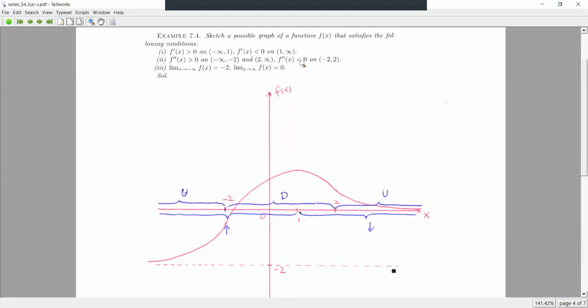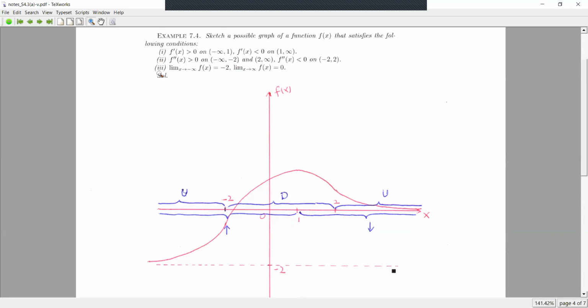Second derivative less than 0 on this interval. So between -2 and 2, second derivative less than 0, the graph is concave down. Between -2 and 2, the graph is concave down. Mark down the information.